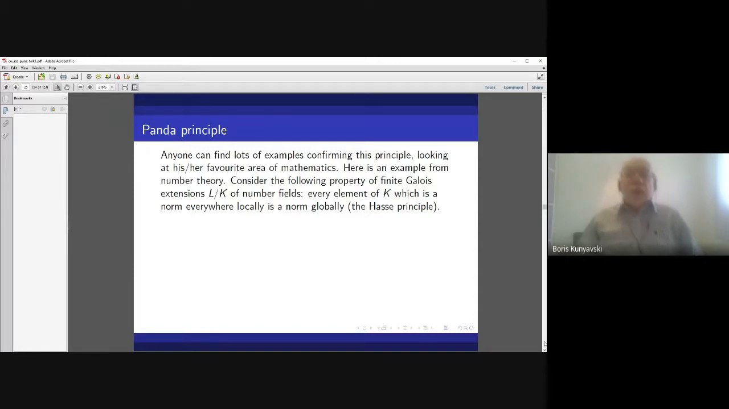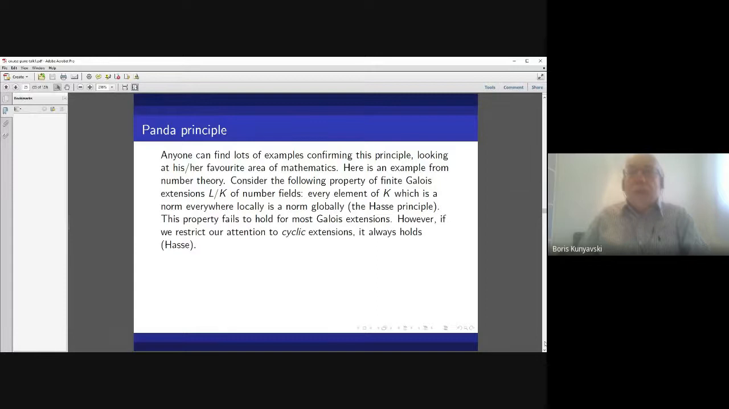Principle means for me the same as for physicists. A principle is a certain statement which sometimes holds, sometimes does not hold, but is very useful and applicable. So what's said is not always true. For most Galois extensions, it does not hold. But if we restrict our attention to cyclic extensions, it always holds. This is the Hasse theorem. So we want to modify our setup to make the situation as in our picture for pandas.